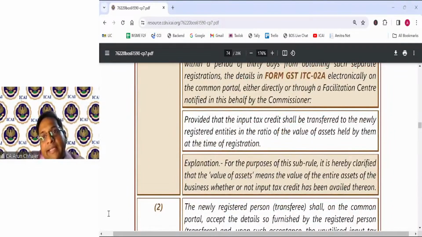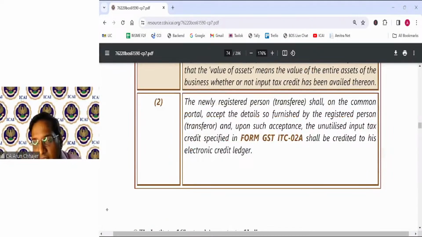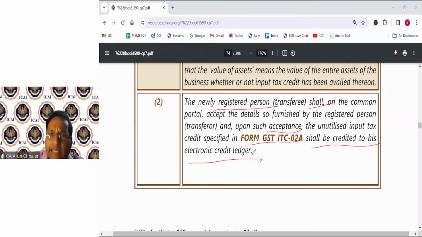Provided that ITC shall be transferred to the new registered entity, same point, in the ratio of the value of the asset, and value of the asset means total asset, irrespective of ITC taken or not taken. Rule 41A, sub rule 2. It says that the newly registered person, the transferee, shall accept ITC-02A. Once he accepts ITC-02A, the ITC amount will be credited to the electronic credit ledger.